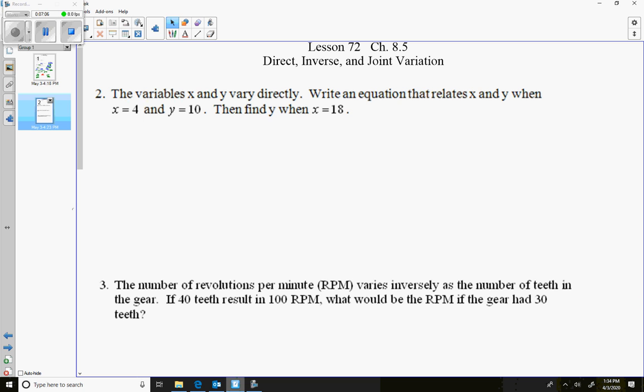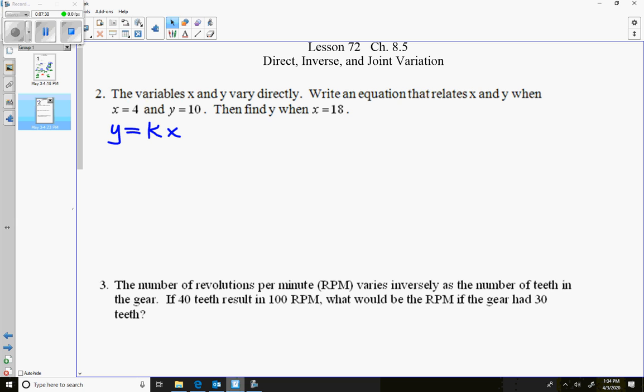Number 2, the variables x and y vary directly. Step 1, write the implied equation. So x and y vary directly. My step 1 would simply be y equals k times x. That's step 1. We're done.